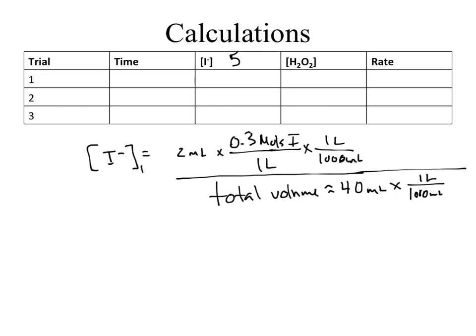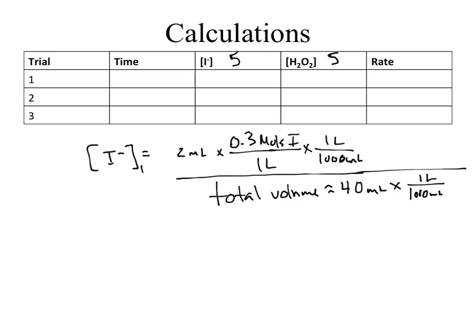We need moles per liter again. Do we know the molarity of the peroxide to start with? Do we know the volume we added? Do we know the total volume? Yeah. So to get our peroxide, we do another 5 calculations, doing essentially the exact same thing as this.